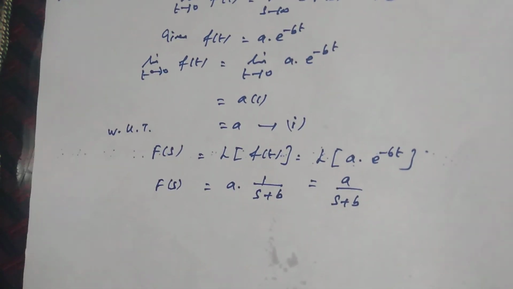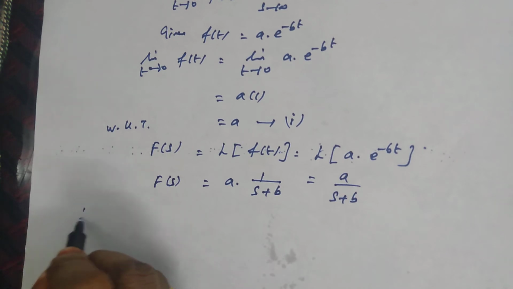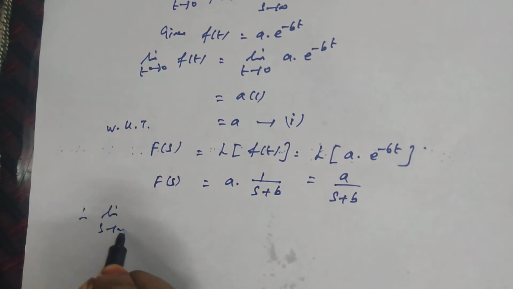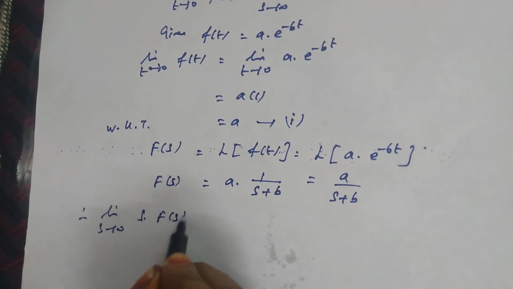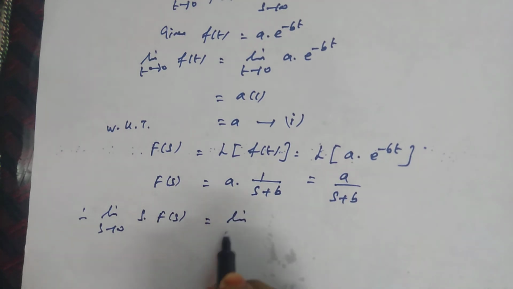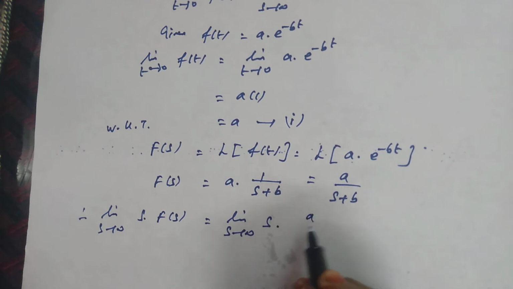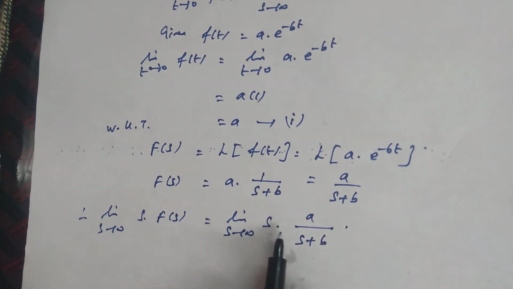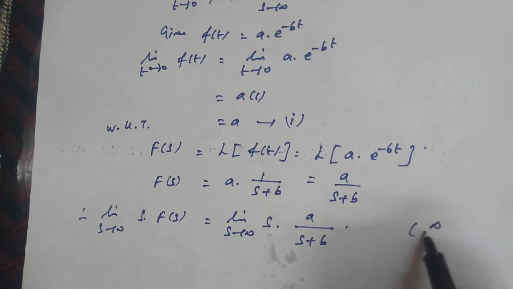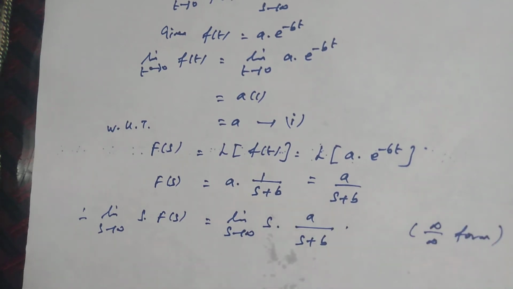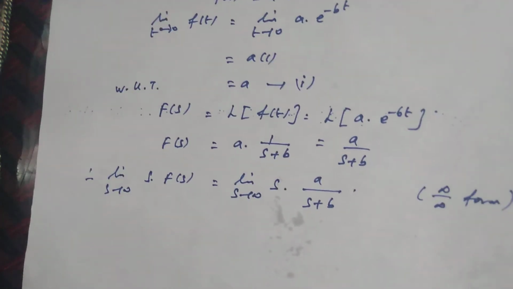Now we can find the right hand side. Therefore limit s tends to infinity, s into f of s equals limit s tends to infinity, s into a by s plus b. When we allow the limit s tends to infinity, the numerator has s and the denominator also has s, so we get the infinity by infinity form. In that case we are going to apply L'Hospital's rule.